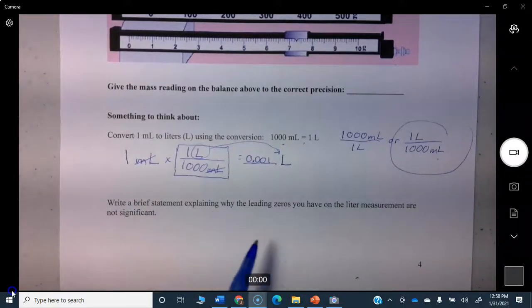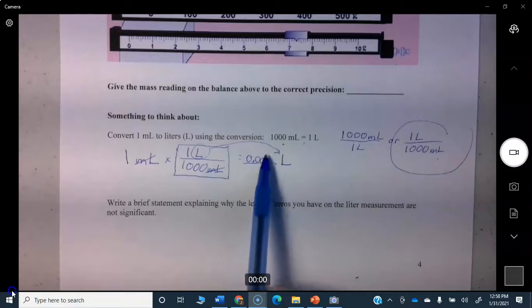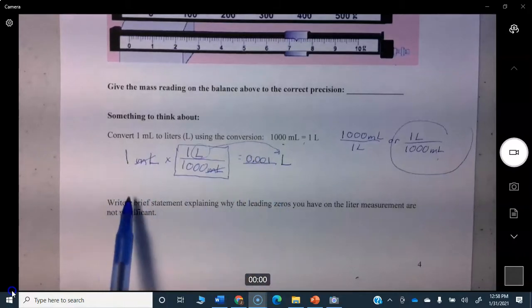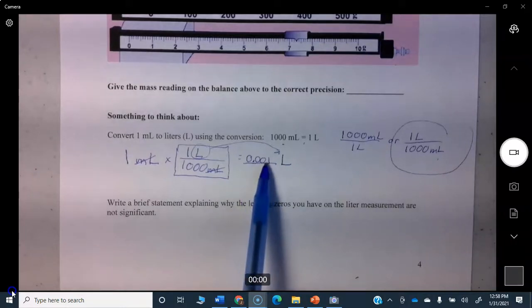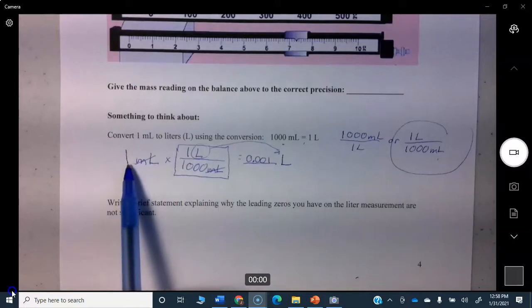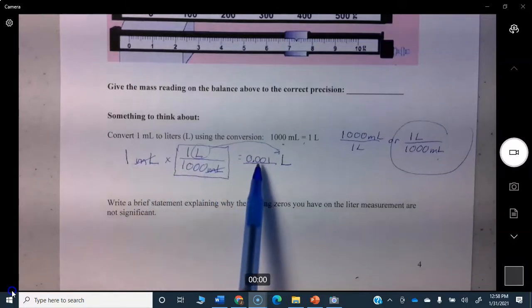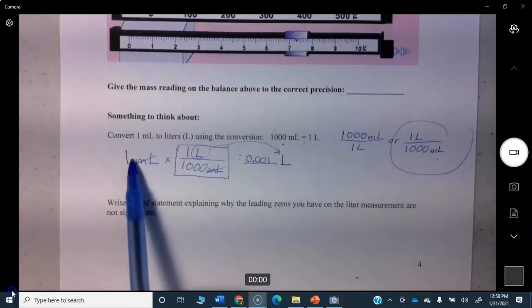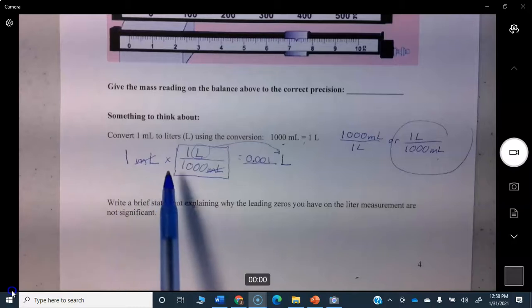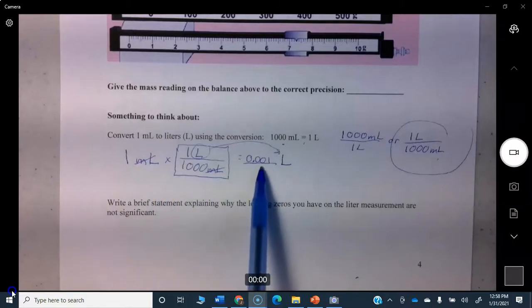Okay, write a brief statement explaining why leading zeros you have on the liter measurement are not significant. So think about it. Here I'm going to kind of give you the clue or the answer here. Why are these not significant? I mean, that's definitely a different number than 1, but why is that not significant? Because if they were significant, it would be implying that you've measured this to greater precision than this. But did you do that? Did your measurement become any more precise just because you decided to convert from milliliters to liters? Did that make the measurement that you made in the laboratory of 1 milliliter more precise? No. It didn't become any more precise.